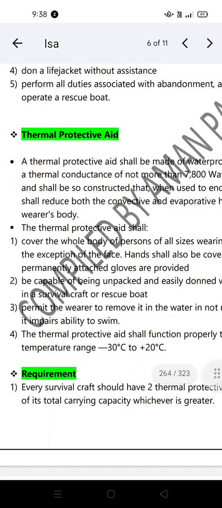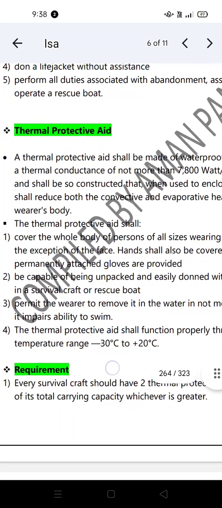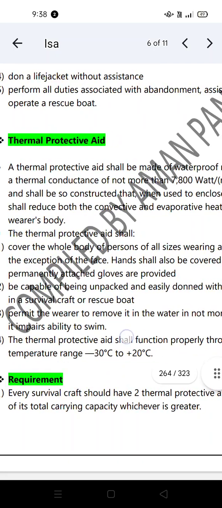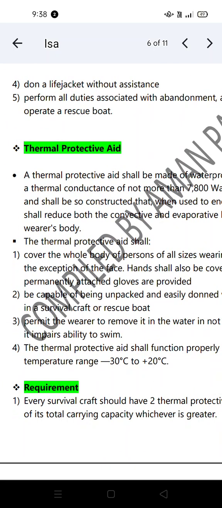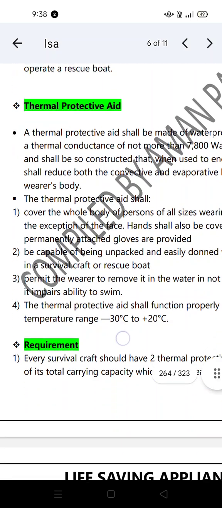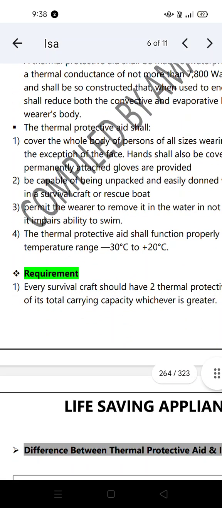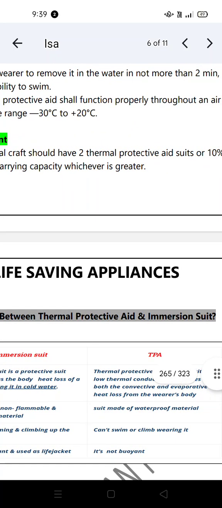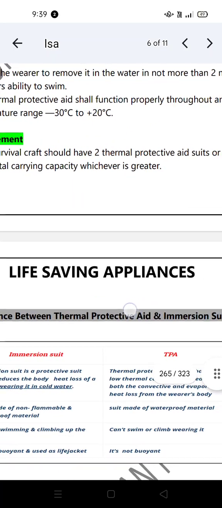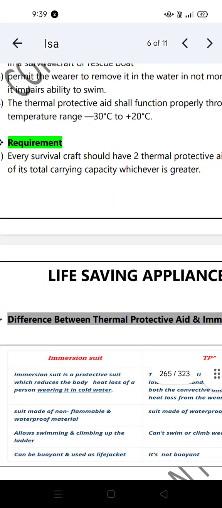It should permit the wearer to remove it, and cover the whole body except the face. Hands shall also be covered unless permanently attached gloves are provided. It should also be capable of being unpacked easily, and every survival craft shall have two thermal protective aids or 10% of its total carrying capacity.